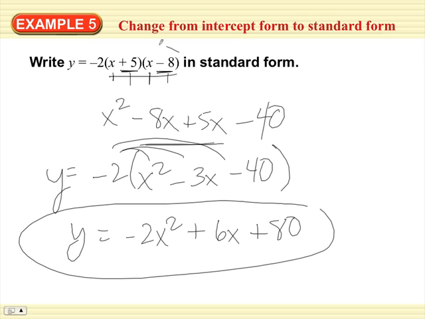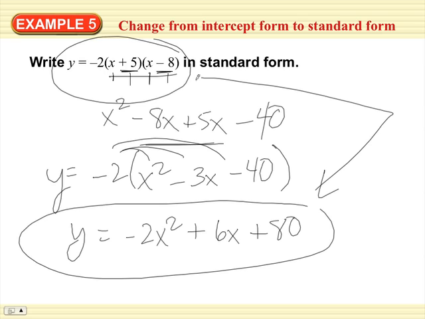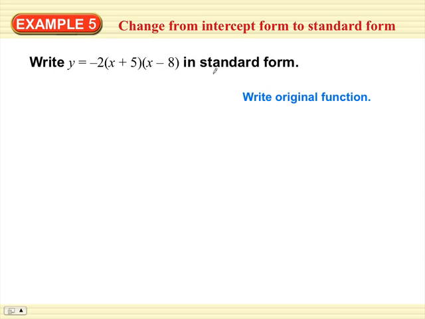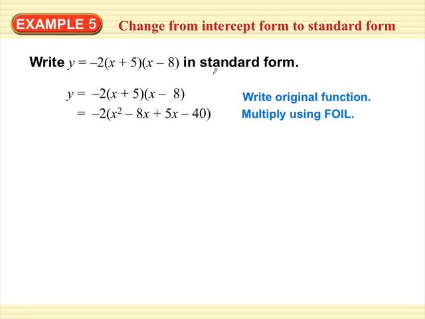Now if you graph this one and this one, what do you think would happen? Same thing, just different form. Just like if I said graph this in slope intercept form and graph this in standard form, you get the same thing. Right? Doesn't matter. So be able to do example type number 5, changing forms.